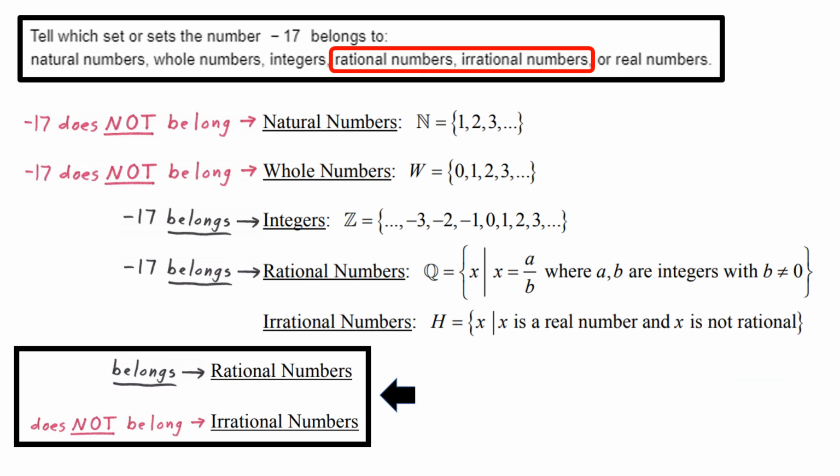Which means we must be in this situation. We said if a number belongs to the rational numbers, then it does not belong to the irrational numbers. So negative 17 does not belong to the irrational numbers.